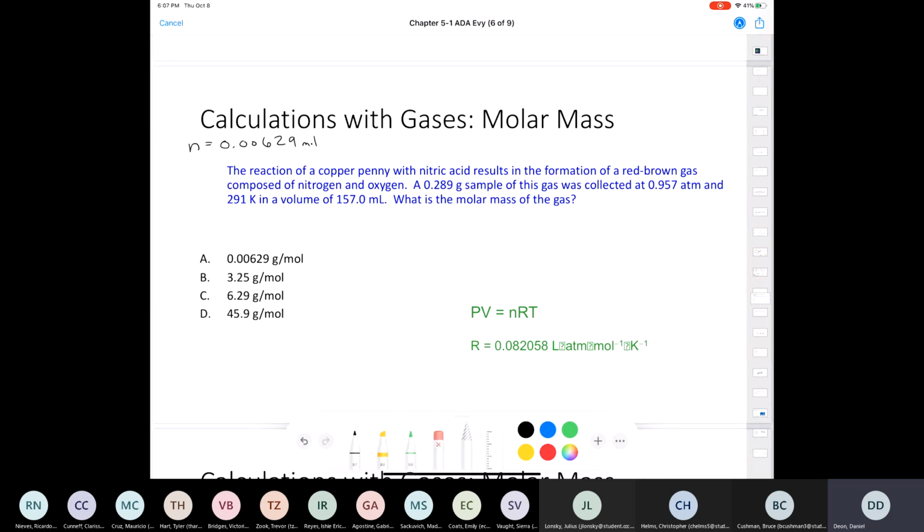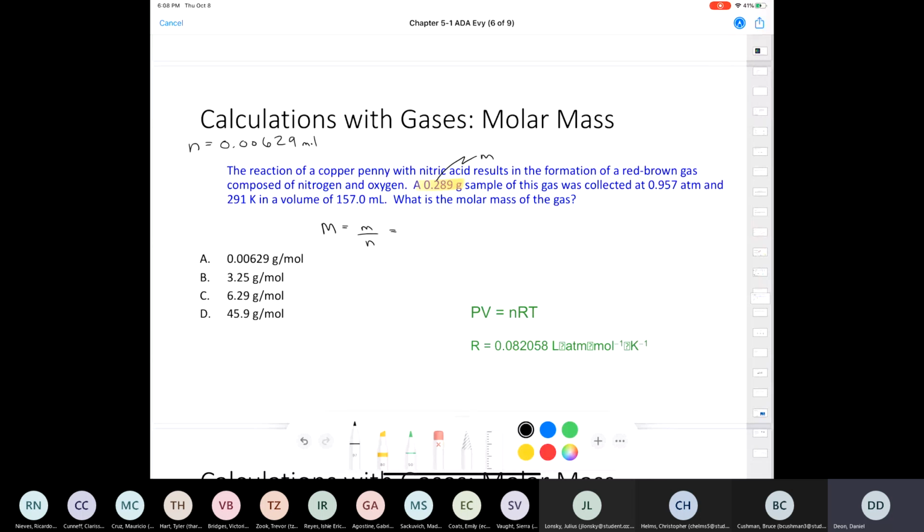Here's my number of moles from the previous slide, the reaction of that copper penny, and now we want to know what's the molar mass. We've seen this formula enough times tonight, that molar mass is equal to mass divided by number of moles. Well, we have the mass of the gas. It's given to us right here. This is our m, and we also have our number of moles that I pasted in from the previous slide.